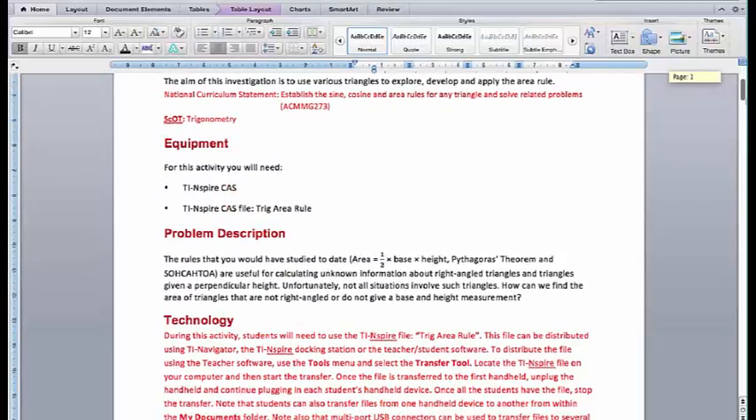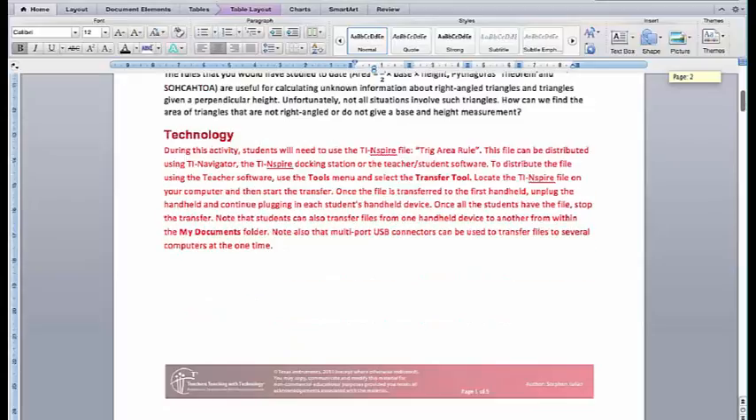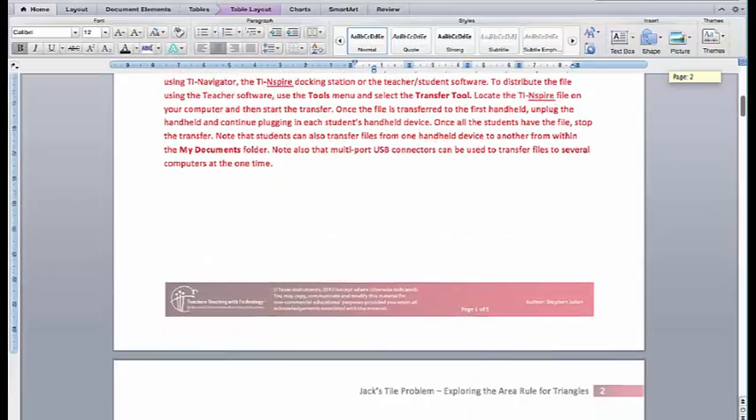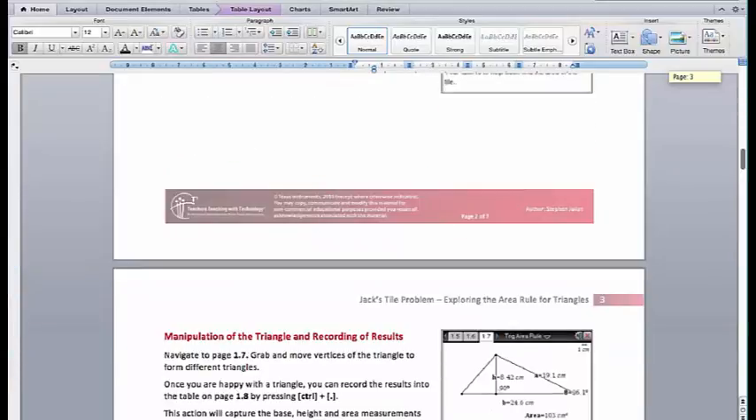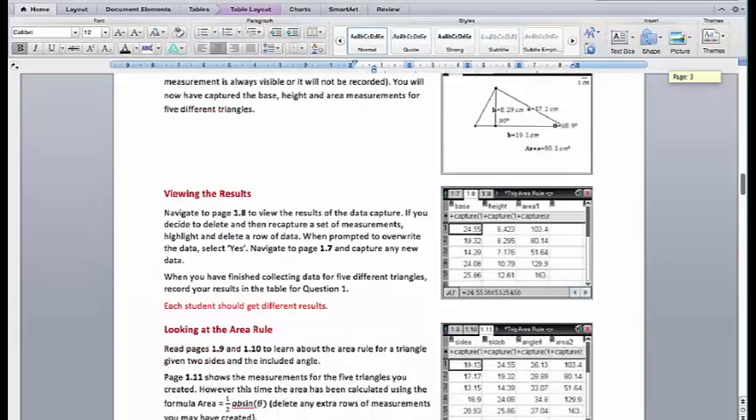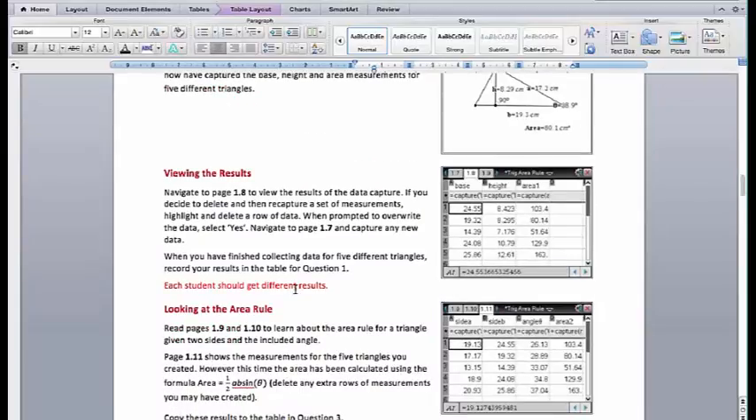It talks about, again, some specific things for the teachers to know about downloading. And again, I won't scroll through the whole thing, but you can see that it talks about students should get different results, just to highlight the fact that you're not looking for the same answer for certain things. So hopefully very easy to use, very direct for the teacher, and gives them all the information that they need. So that's the area of the triangle activity.